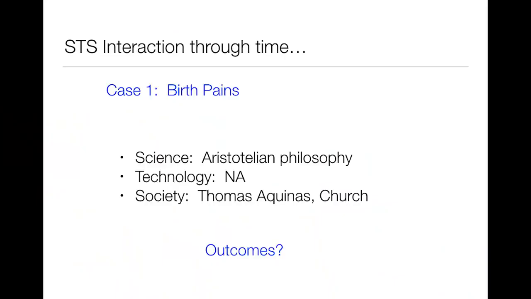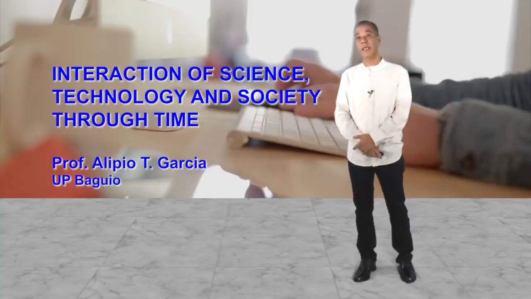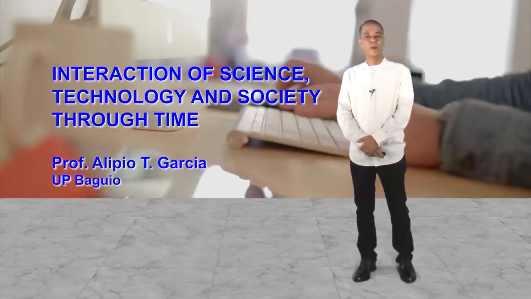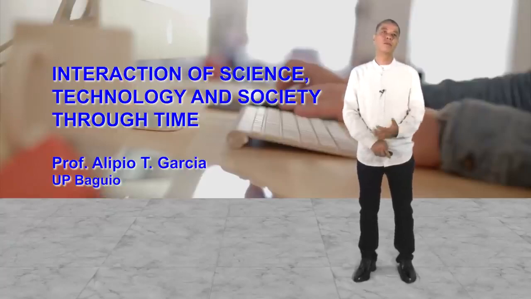And of course, when I am talking about society during these times, the major force of society in this era is, of course, the church. And of course, another personality, Thomas Aquinas. So we'll talk about the outcomes of the interaction of the three. As you know, up to this time, there is a constant conflict between science and religion, or science and the church. Historically, this conflict goes as early as when Thomas Aquinas made the synthesis regarding Aristotelian philosophy and the teachings of the church as being in consonance with each other.